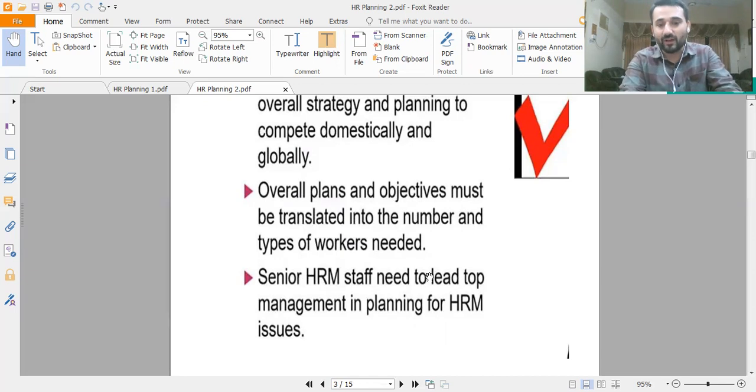Senior HR staff need to lead top management in planning for HRM issues. Definitely, the senior, experienced staff of HR need to lead and convey to the top management the issues related to employees, such as surplus, employees' personal or work-life balance, employee motivation, salaries and incentives. All those types of issues should be discussed by the HRM staff with the higher management in order to make a comprehensive HR management plan.